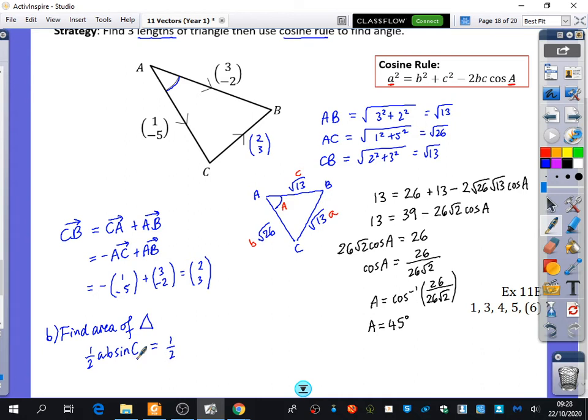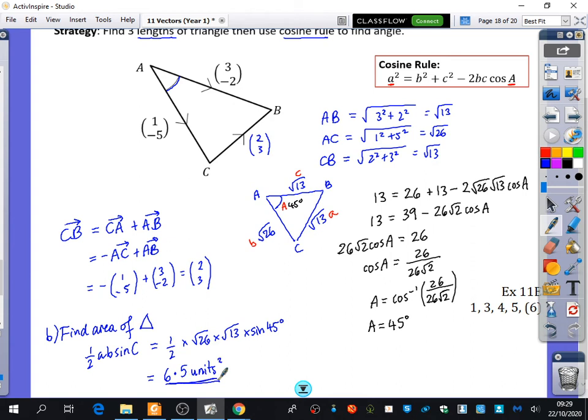So in this case, this angle we've just worked out was 45 degrees. So it is just going to be a half times the two sides either side, which is root 26 times root 13 times sine 45. We're just going to get that into our calculators and see what the answer is. So that's a half times root 26 times root 13 times sine 45. And we get a rather nice answer of just 6.5 units squared for the area.